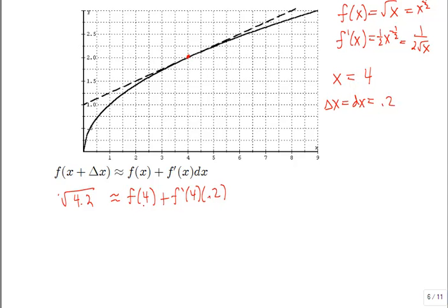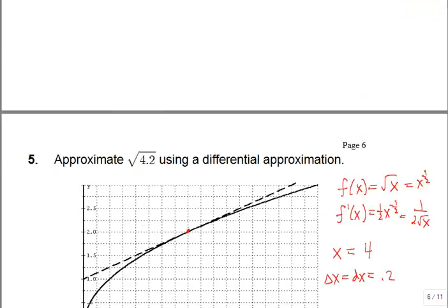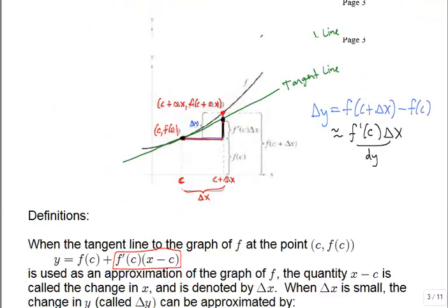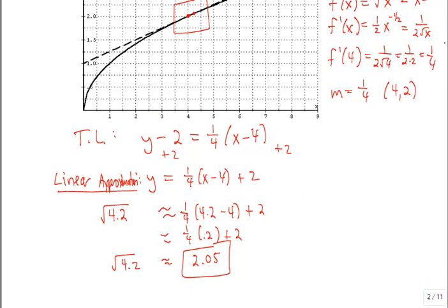So f of 4, our function was the square root function, so square root of 4 would be 2. F prime of 4 was 1 over 2 root x. So if I plug in 4 into that, square root of 4 is 2, 2 times 2 is 4, and it's 1 over that. So that's going to be 1/4. And again, if we scroll back to the beginning of our notes from earlier, that's exactly what this is right here. So we get 2.05.